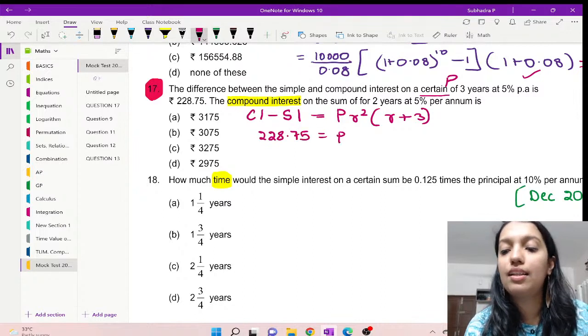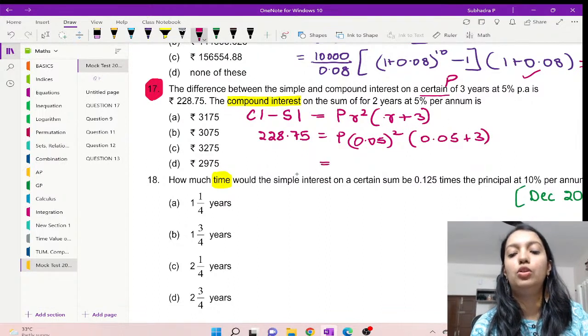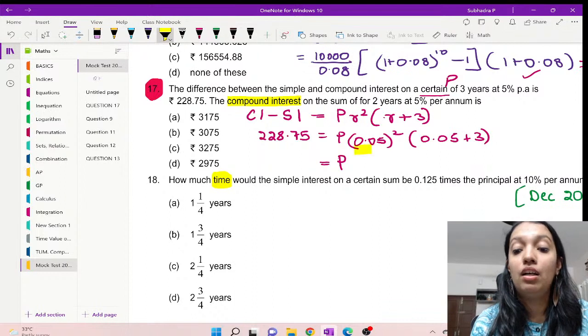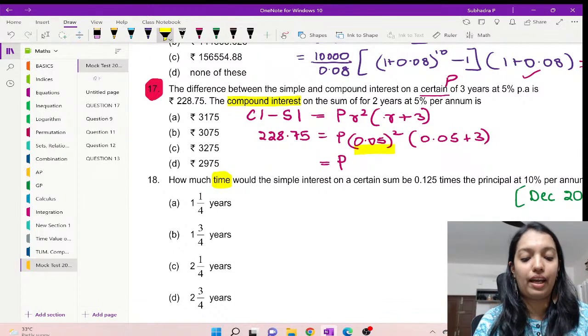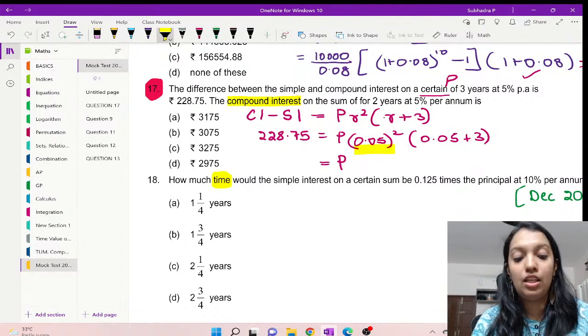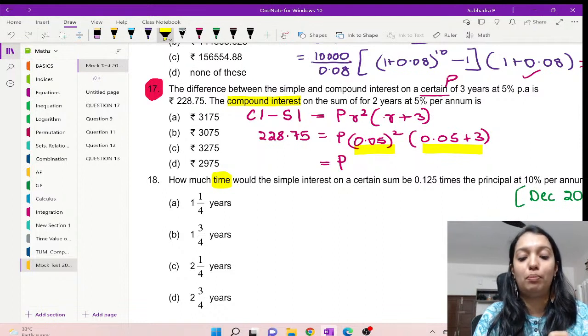I don't know, I'll write it as P. R I know is 5%, 0.05 whole square. R I know is 0.05 plus 3. Now you can directly do this in the calculator. P value, how do we do it? Take your calculators. Let's start from this part. 0.05 whole square means into equal to. Into this part 3.05. So multiply it with 3.05.